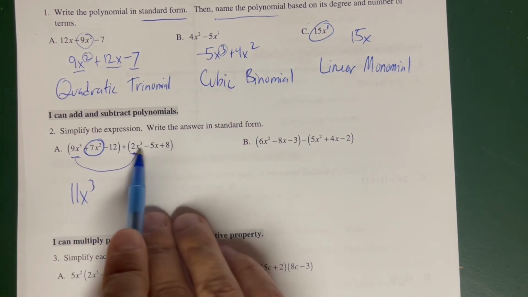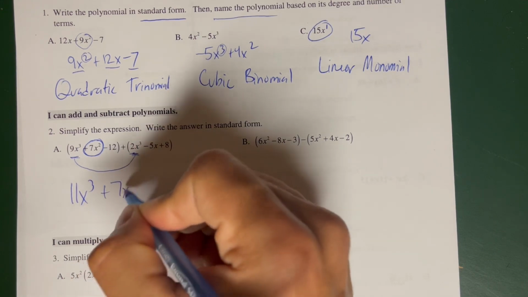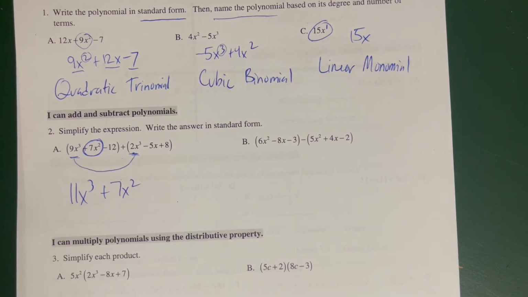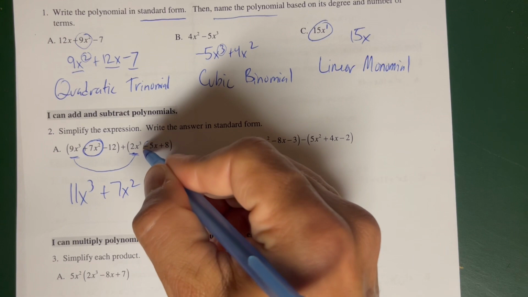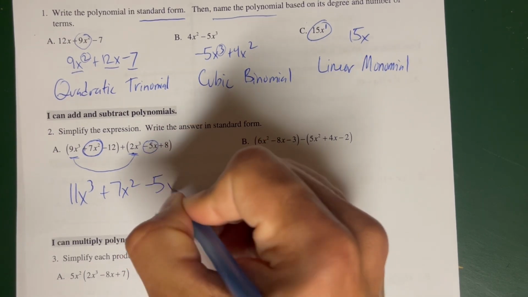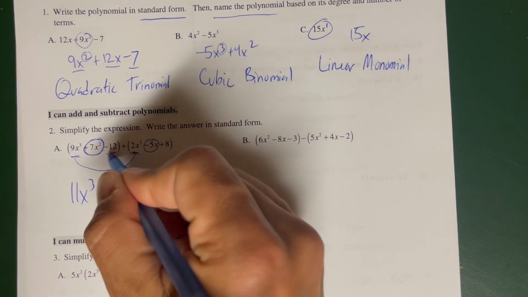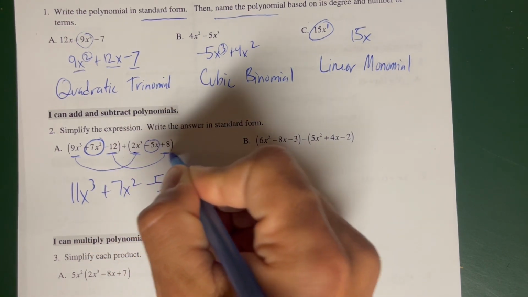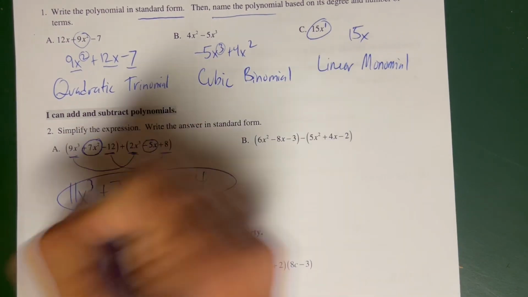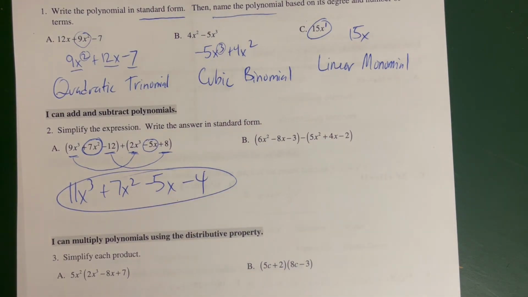I don't have a squared term over here, so that one just has to come down alone by itself. This 5x can't go with anything, so I'm going to bring that one down separate and just leave it there. This is a constant, minus 12. This is a constant, plus 8. And so I put them together, and I have a minus 4, and we are all done.